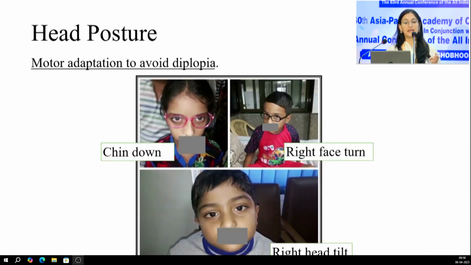A motor adaptation to avoid diplopia is head posture. Head posture depends upon the axis of the deviation. It can be chin up and chin down, face turns, and tilts.